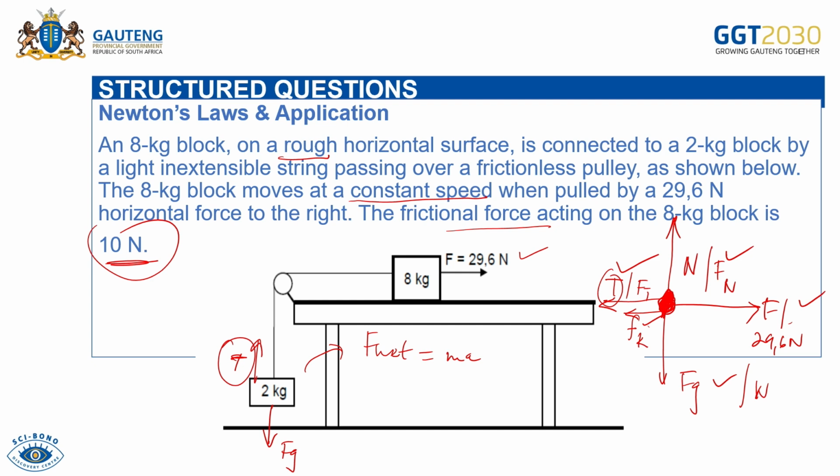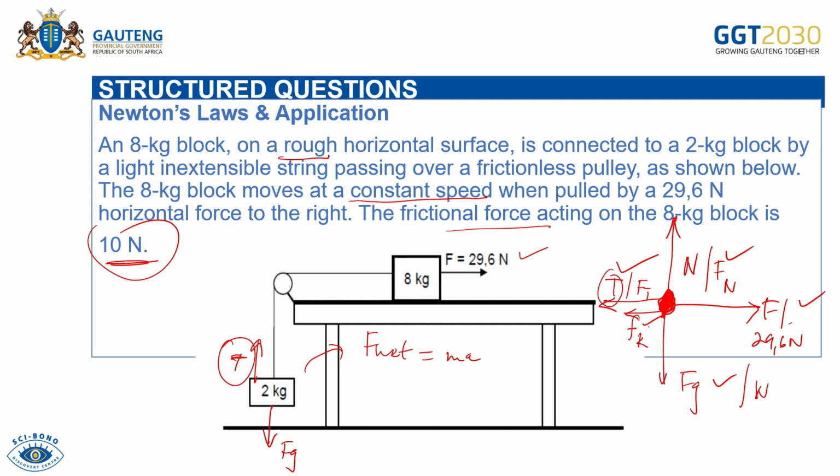Why are you saying F net is equal to 0? It's because acceleration is 0. The object is moving at a constant velocity, so the velocity is not changing. Remember, acceleration is the rate of change of velocity. So if the velocity is not changing, acceleration is going to be 0. Right. So then F net here is going to be what?